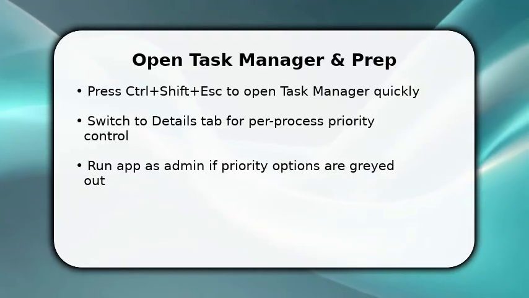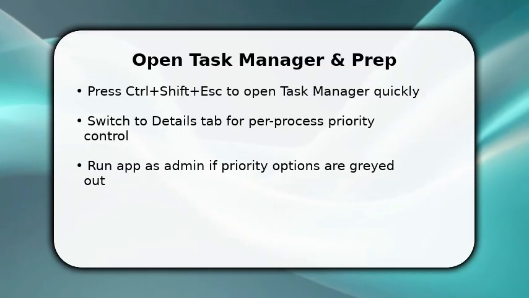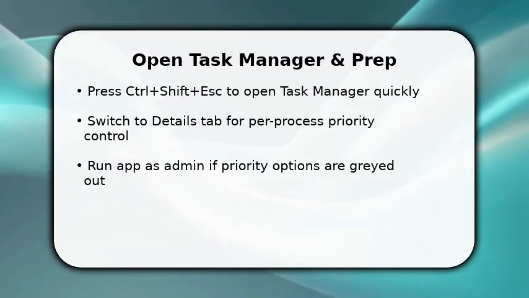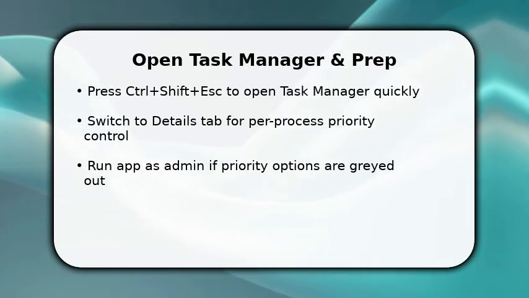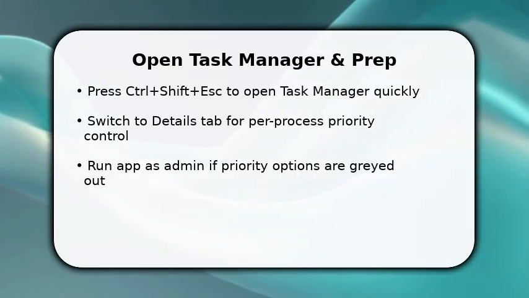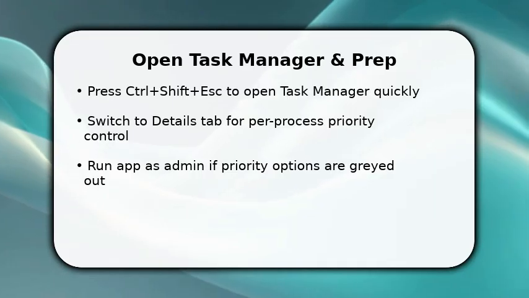You start by opening Task Manager with Ctrl+Shift+S, then go straight to the Details tab where per process priority lives. Once there, locate the target executable name. This is critical because similar names exist.